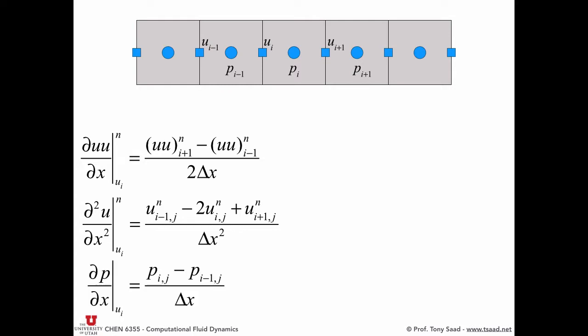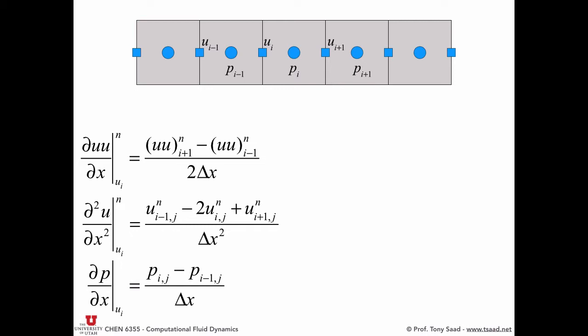Next is dp by dx. This is where the interesting stuff starts coming in. dp by dx at u_i, what do we do? We just say p_i minus p_{i-1} over delta x, right? Now, what does this look like? It looks like a backward difference. So, just by moving variables around, we are tricking our equations to think that we are doing combined interpolants. It looks like a backward difference from the perspective of p_i.